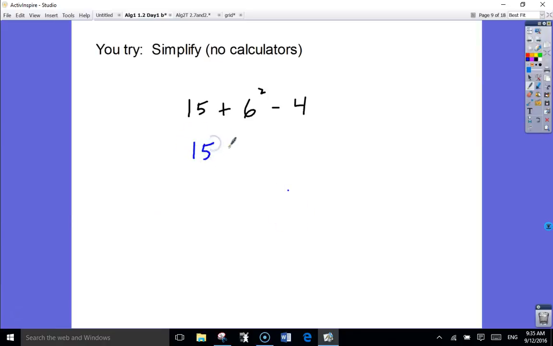And 6 squared is? Okay, what's the next operation to do? You do additions and subtractions together from left to right. So the first one you came across was 15 plus 36, and that was 51. And then you subtracted 4, and you got 47.